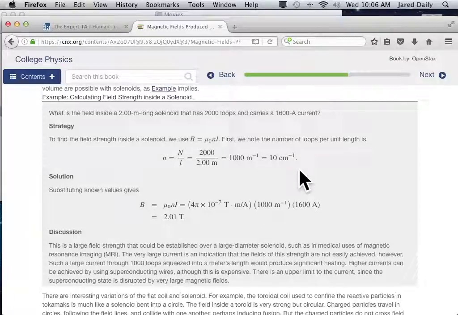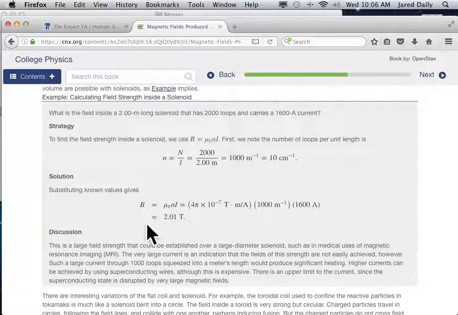Turns out there's 10 per centimeter in this one. And then we multiply all those numbers together. They give us, for this one, the current, the number of loops per unit length, and mu naught, which is 4 pi times 10 to the minus 7. And we get 2.01 Tesla of magnetic field down the center of this loop.